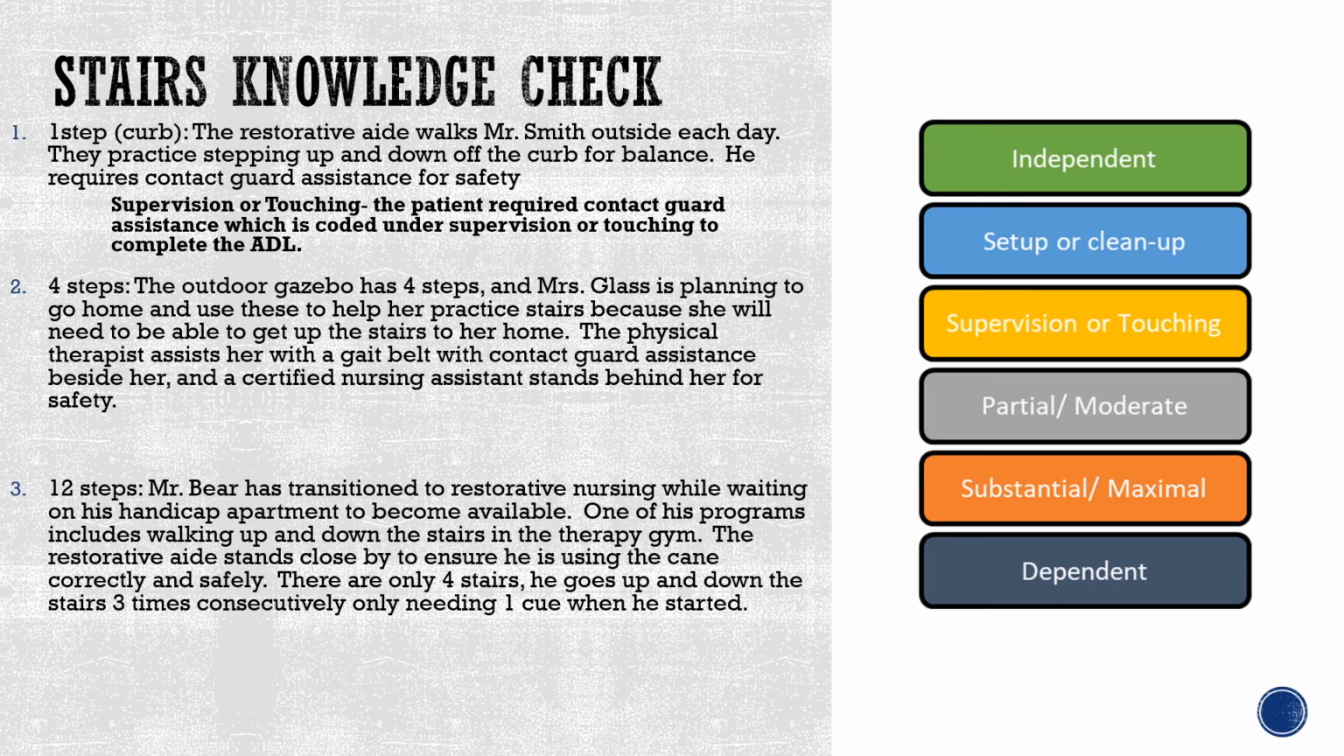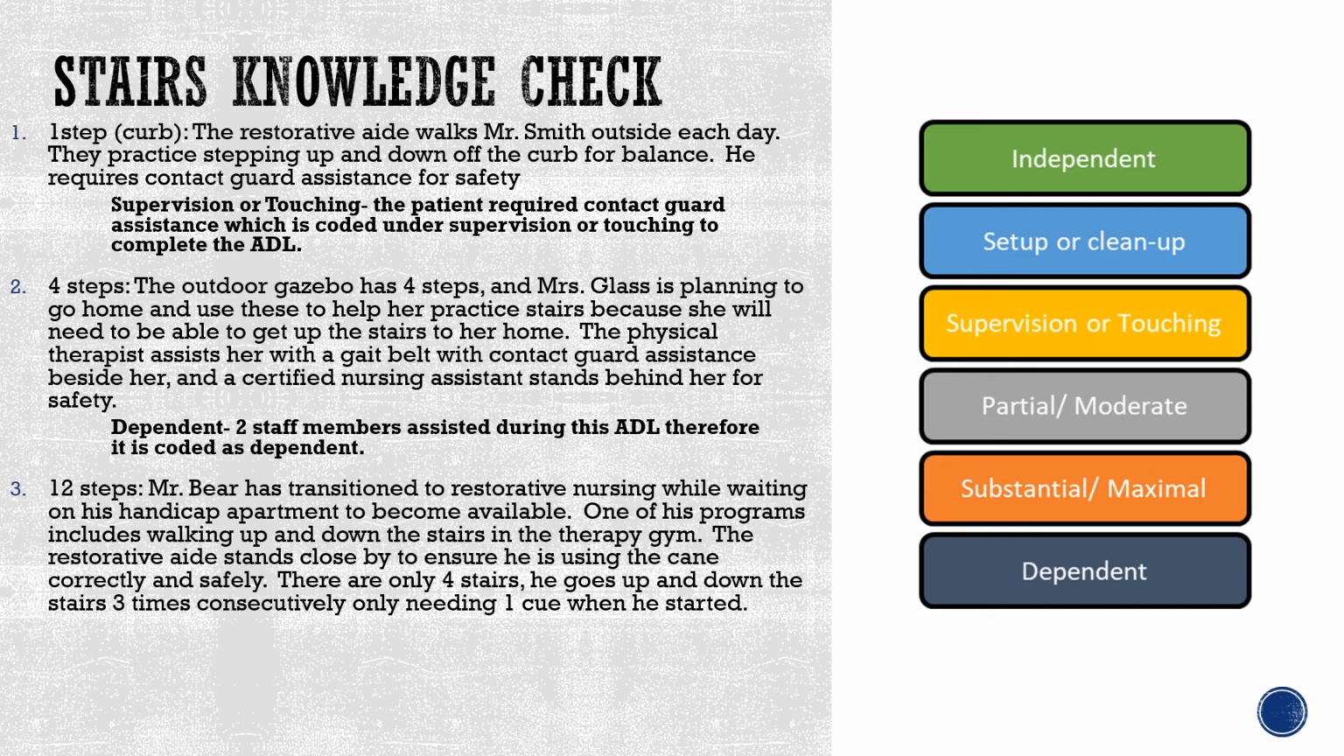The outdoor gazebo has 4 steps, and Mrs. Glass is planning to go home and uses these steps to help her practice stairs because she will need to be able to get up the stairs in her home. The physical therapist assists her with a gait belt with contact guard assistance beside her, and a certified nursing assistant stands behind her for safety. How do we code this item? This is coded as dependent because 2 staff members assisted during this ADL.